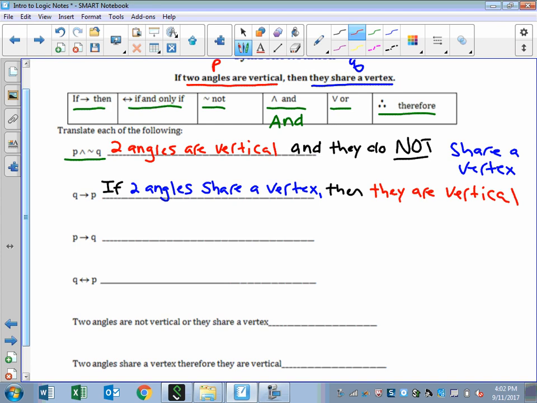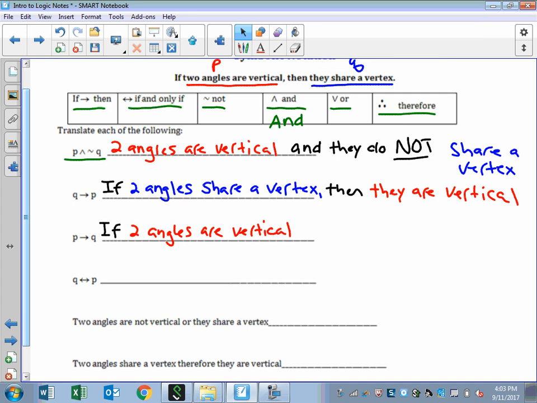Okay, now we have P and then a one-way arrow Q. So it's going to be the same as the last one, except Q and P are flipped. So if two angles are vertical, then they share a vertex.